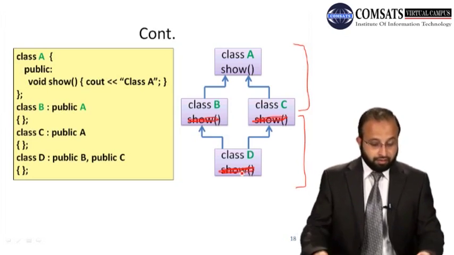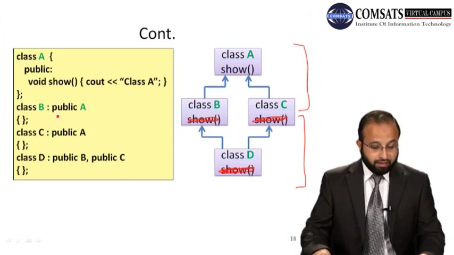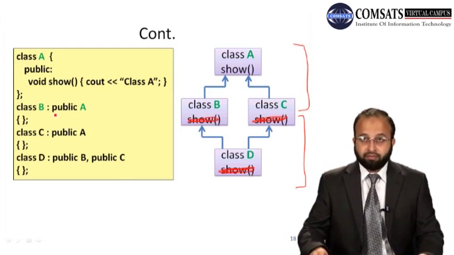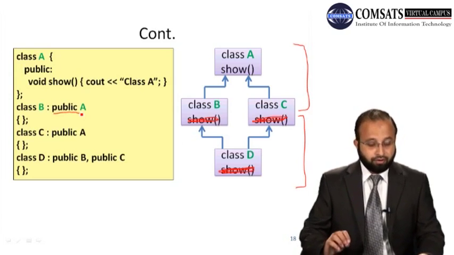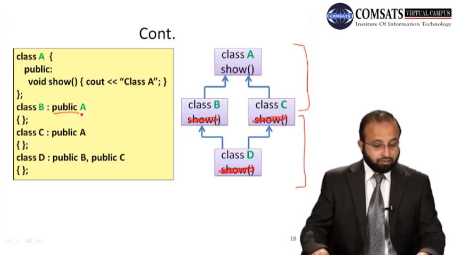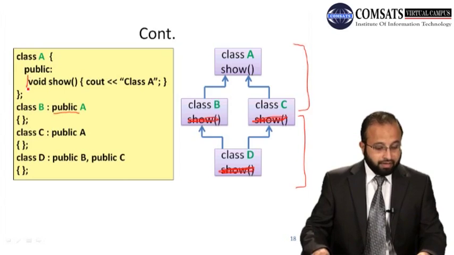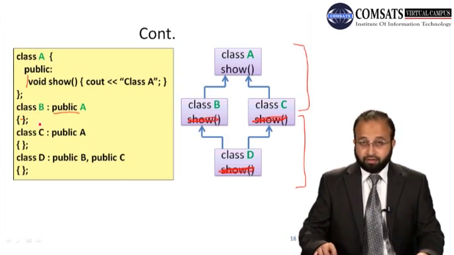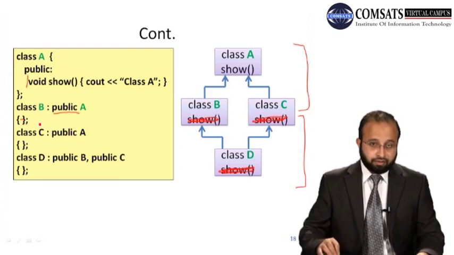So let's see it like this: B is derived from A, or B is inherited from A, and the type of inheritance is public. This means that a public member of class A also becomes a public member of class B. So this show function is a public member, it will come into B also. It becomes a public member function in B too. This means that the object of B can call that function.